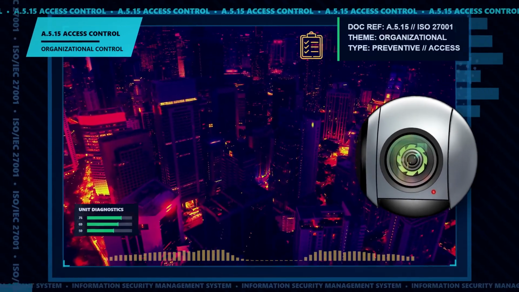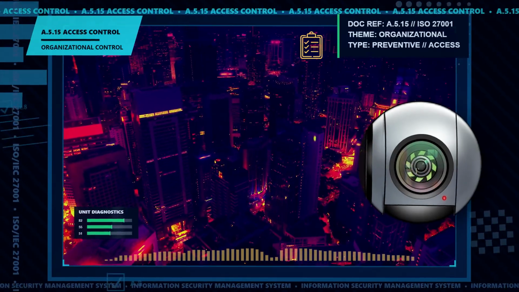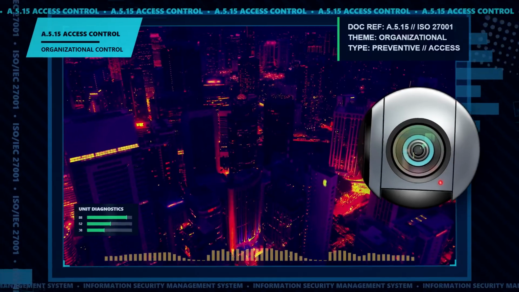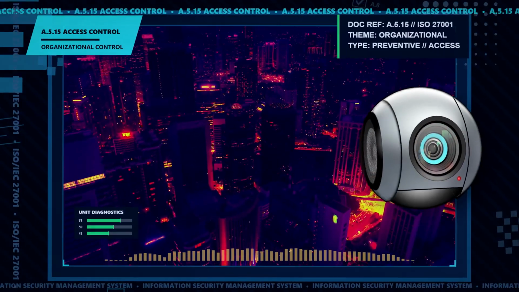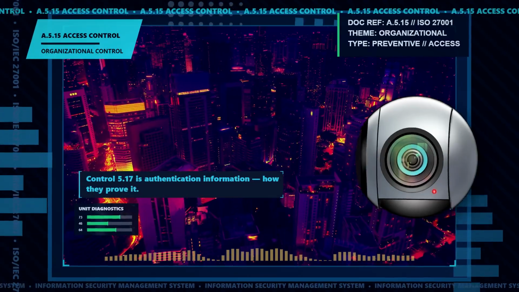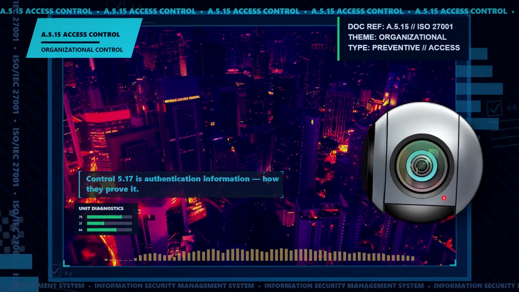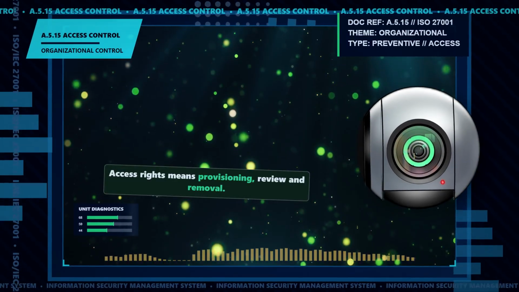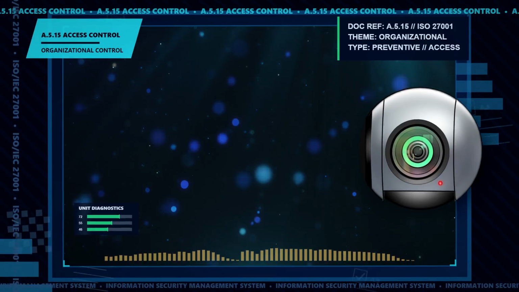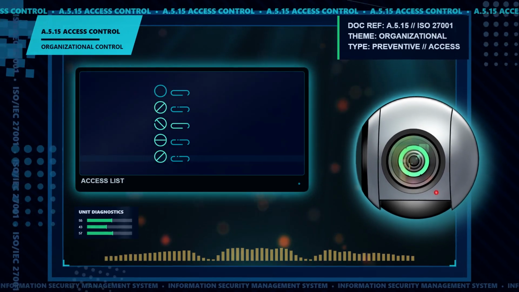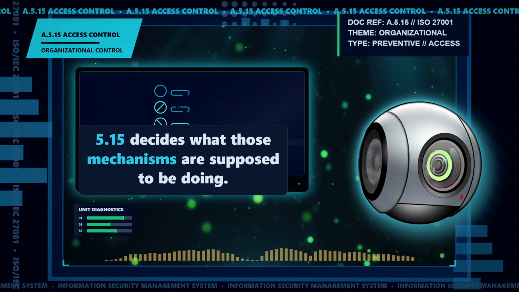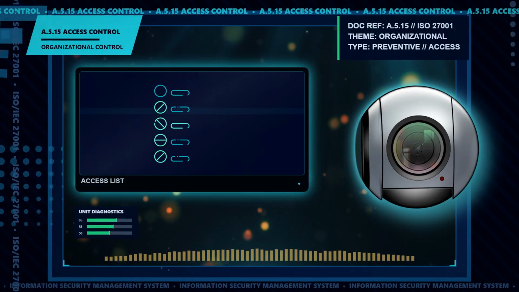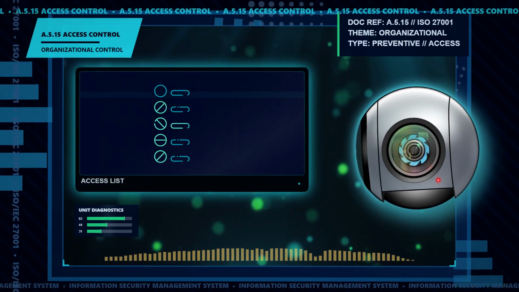Right, here's the thing I actually care about. This control is a policy control. It is not a technology control. It sits above the machinery. Look at what's underneath it. Annex A Control 5.16 is identity management. That's who exists. Annex A Control 5.17 is authentication information. That's how they prove it. Annex A Control 5.18 is access rights. That's provisioning, review, and removal. 3 mechanisms, 3 sets of moving parts. Annex A Control 5.15 is the thing that decides what those mechanisms are supposed to be doing, because a mechanism without a rule is just a lever. Anyone can pull it. Dave pulled it.